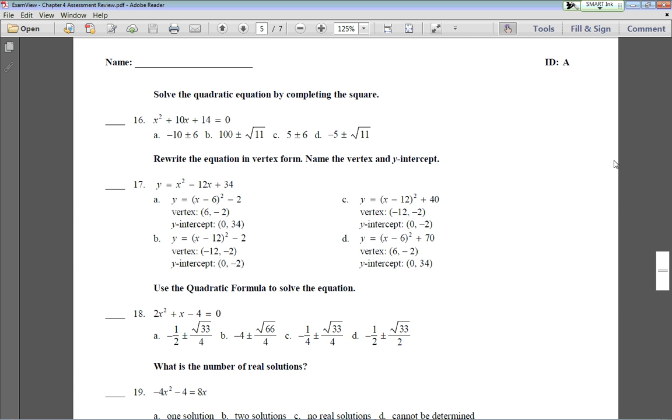Number 16, solve the quadratic equation by completing the square. All right, so x squared plus 10x. I know this is going to be plus. Let's leave a little bit of room for the plus 14 equals 0. So here we halve this, we get 5. You square it, you get 25. And of course, we also have to have a minus 25 so we don't change the value. Now, this here will go to x plus 5 squared, and then this will give you negative 11 equals 0.